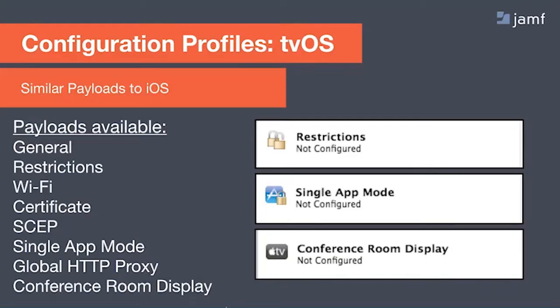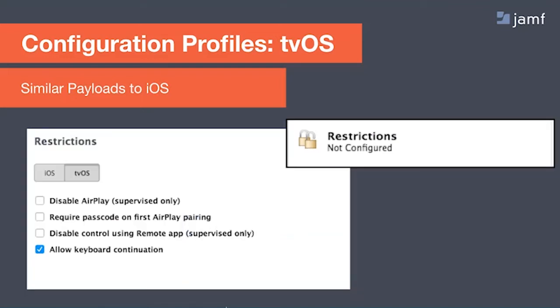You might be familiar with a lot of the payloads that are available for iOS. Most of these are similar in setup to what's available for tvOS. There are a few that we're going to focus on today that are unique in settings for the tvOS environment. That includes restrictions, single app mode, and a new conference room display payload. Starting off, we have a restrictions payload for Apple TVs.